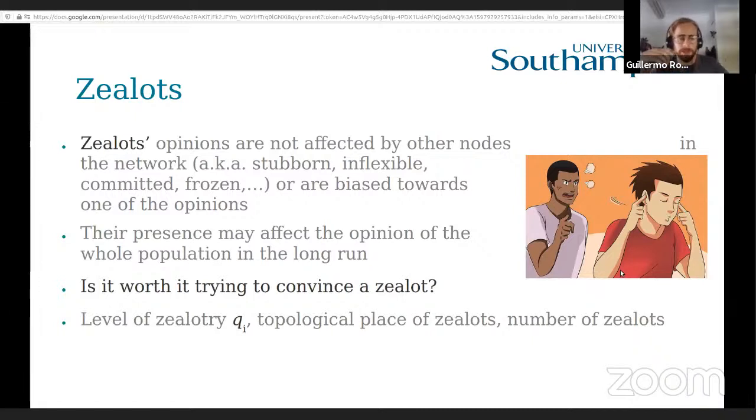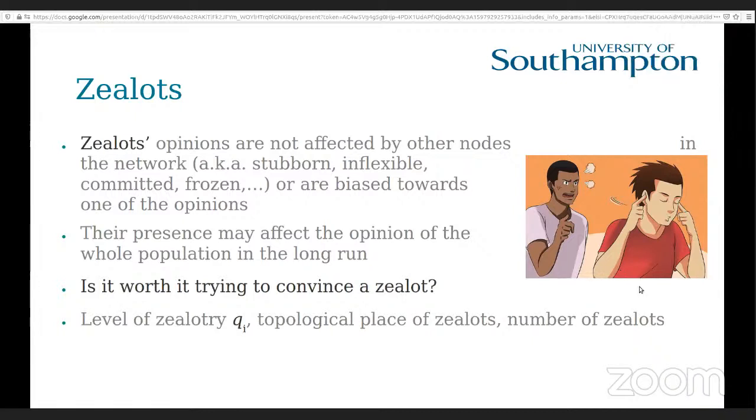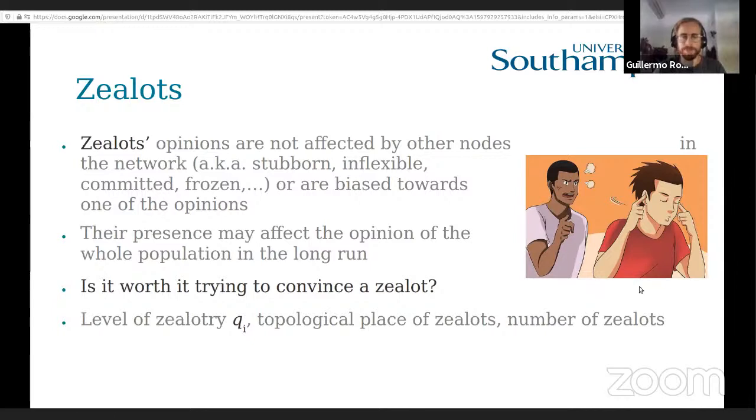So we studied this question in different contexts, such as different levels of zealotry, which is this Q_i. Zealotry can go from 0 to 1 in our model. 0 is completely unbiased, and 1 would be someone that is a full zealot, so it cannot change the opinion at all. And then we have also studied different topological places of zealots, and a number of zealots.